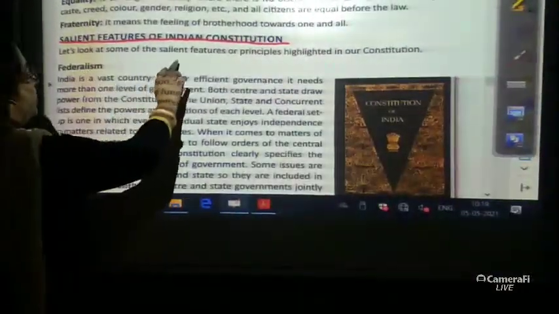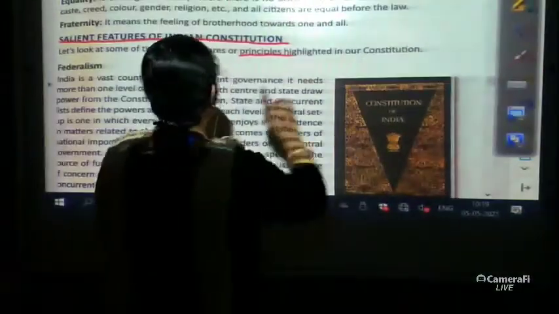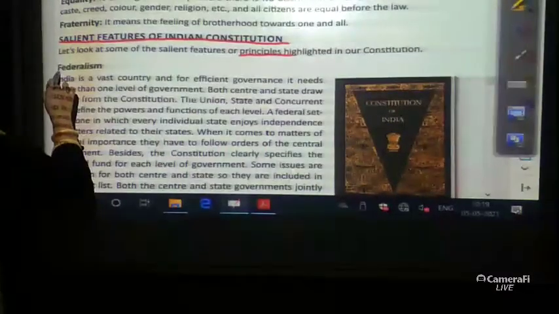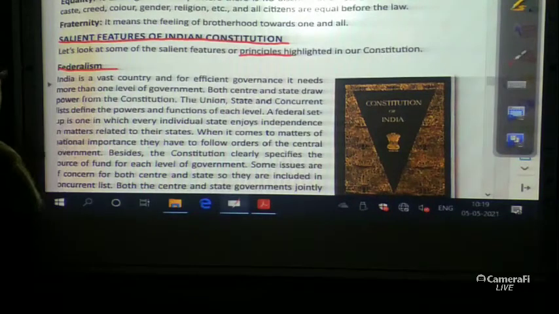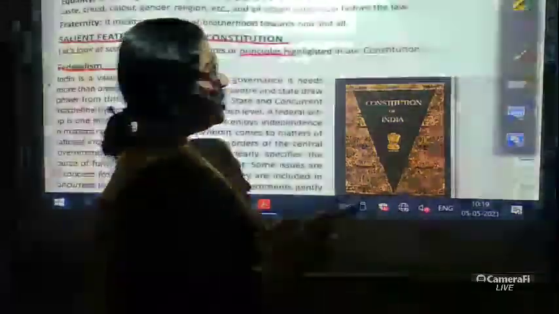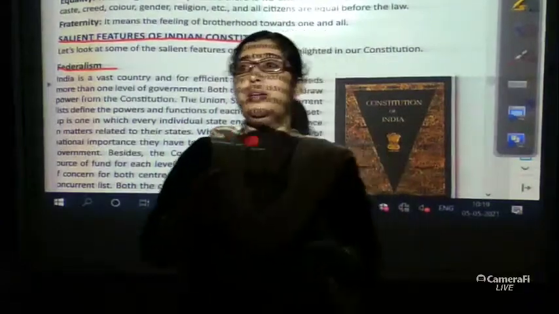Let's look at some of the salient features or principles highlighted in our Constitution. First one is federalism. Federalism is a system of government in which the same territory is controlled by two levels of government. Okay, so federalism means a territory is looked after by two governments, like the state government and the central government. Okay, that is federalism.